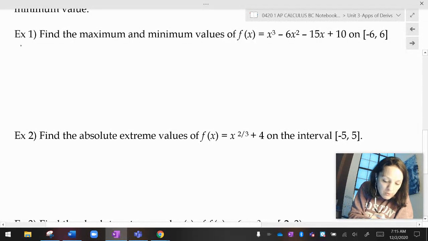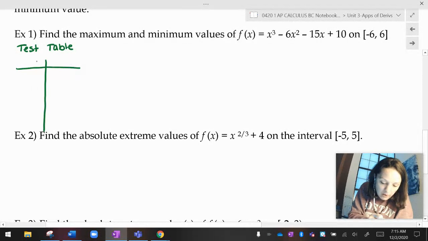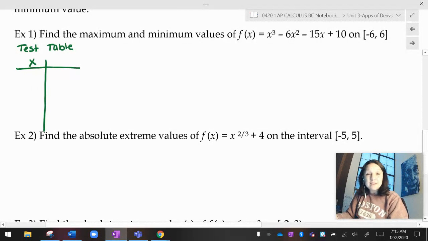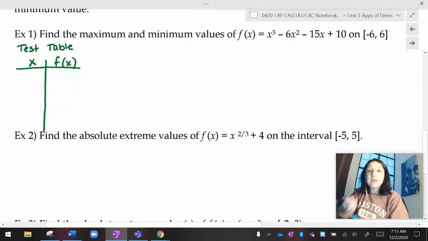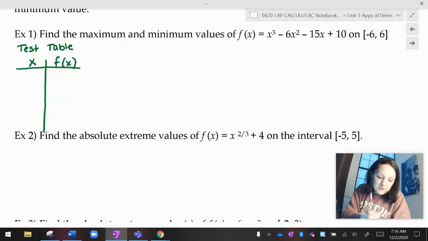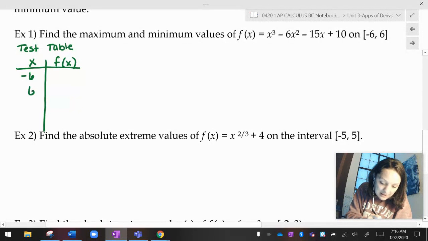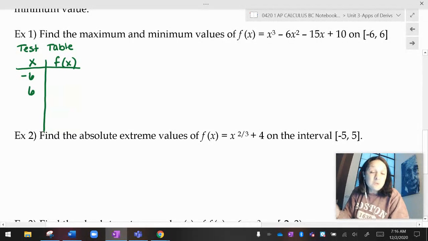So what I'm going to do over here is I'm going to call this my test table, or my potential values. And over here on the left, I'm going to put all my potential x's, and then I'm going to find the y value for each of those x's. So I'm immediately going to make a testing table over to the left. And if I want to know my absolute max and min values on -6 to 6, I know I need to test -6 and 6 because those might be my absolute max or min coordinates, all right? Well, I've already considered my endpoints.